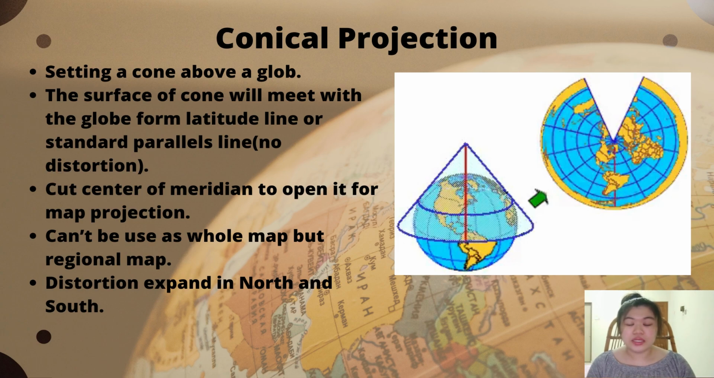Conical projections. Conical projections look like we are setting a cone above a globe. When the surface of the cone meets the globe, it forms a latitude line or standard parallel line. On that line, there will be no distortion. They then cut the cone along the central meridian to open it up for the map projection. It cannot be used as a whole-world map, but it can be used as a regional map. The distortion will expand toward the north and south of the cone.